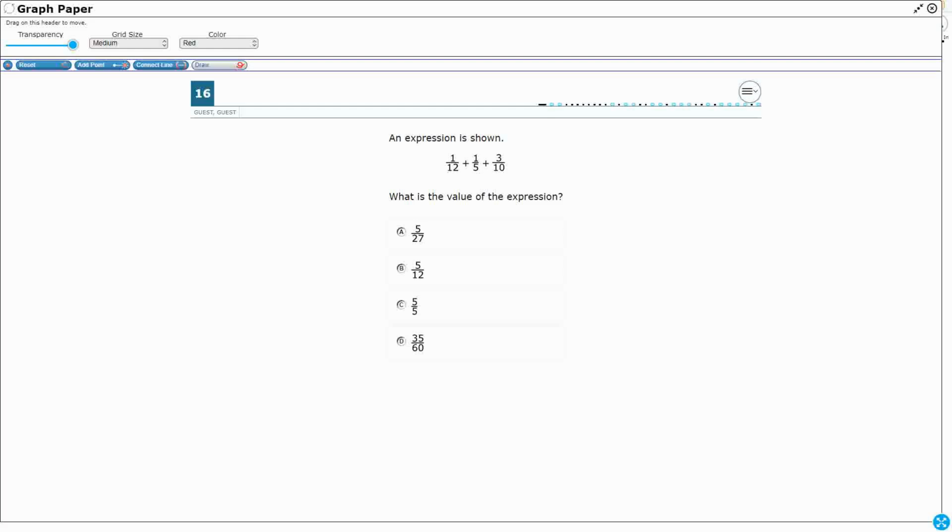So we have just a simple expression, 1/12 plus 1/5 plus 3/10. We need to find the value of the expression. We need to add these three fractions. And first, let's just eliminate the most obvious incorrect answer choice.